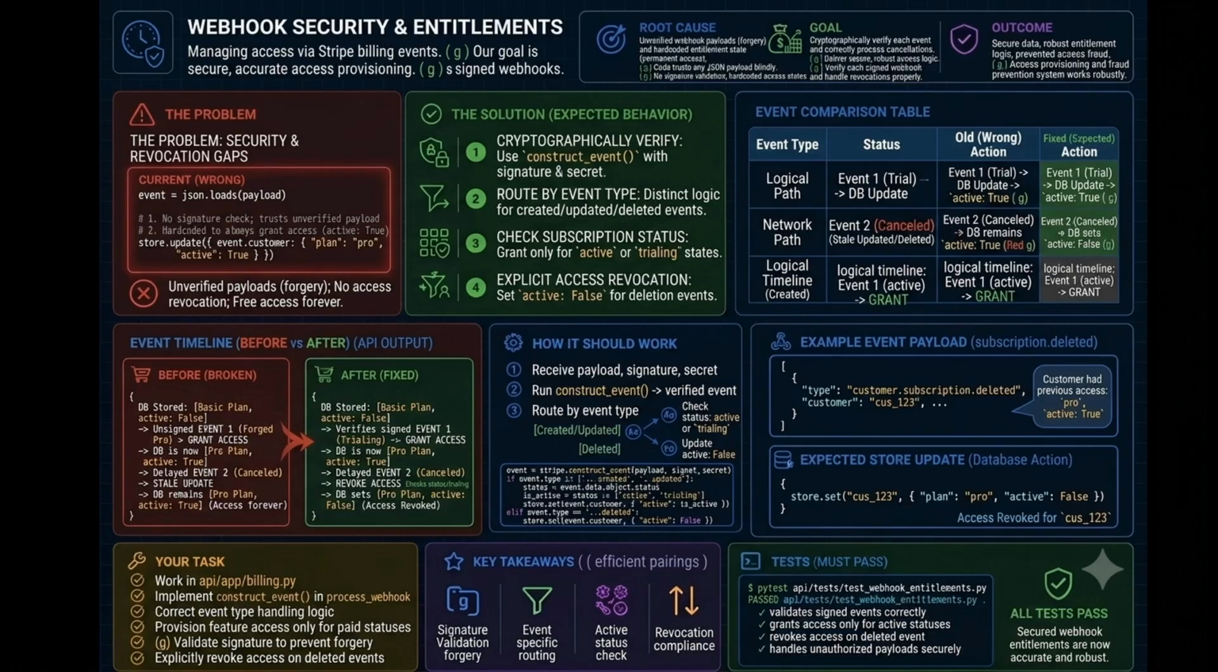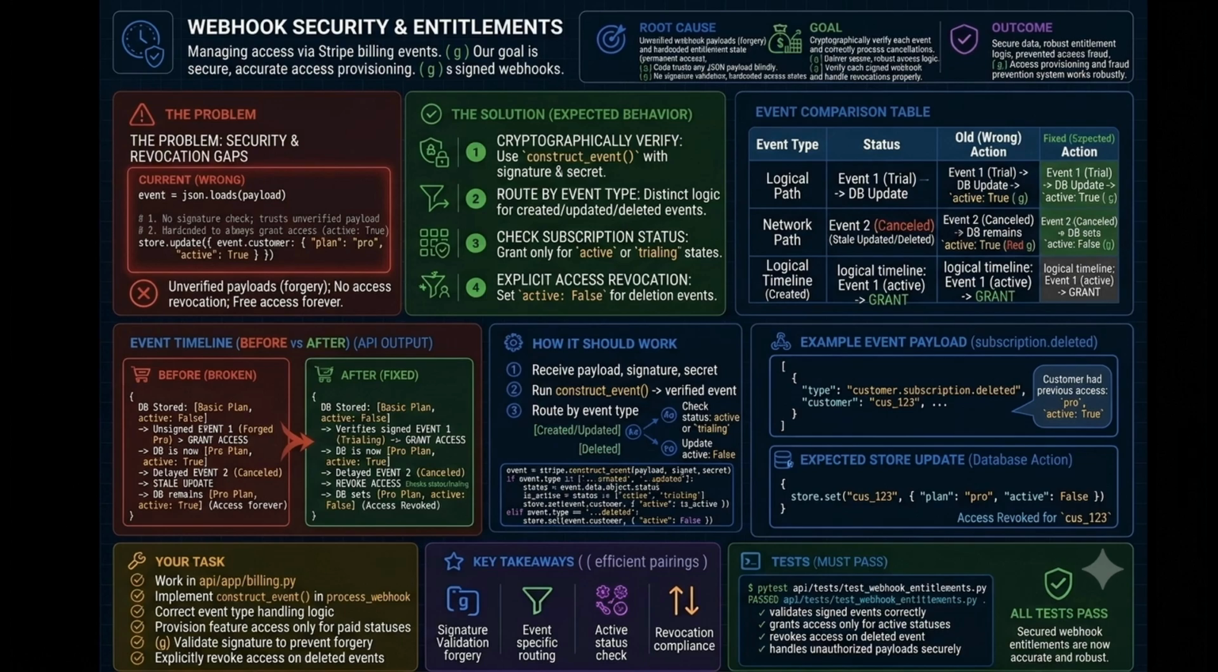The current webhook handler is insecure and logically flawed. It blindly accepts incoming data without verifying Stripe's security signature, allowing anyone to forge a payload and grant themselves free access. Additionally, it never revokes entitlements even when a subscription.deleted event arrives. The system hardcodes the user's status to active, giving them free access forever.